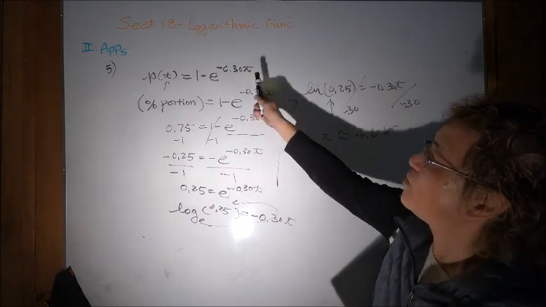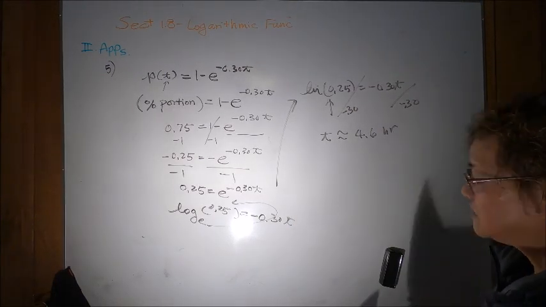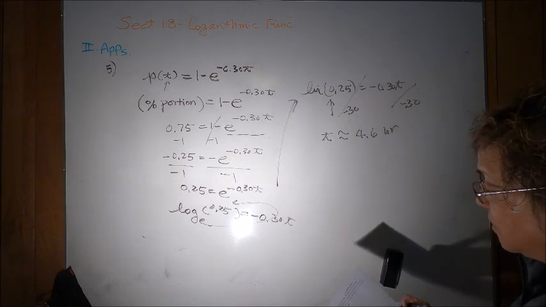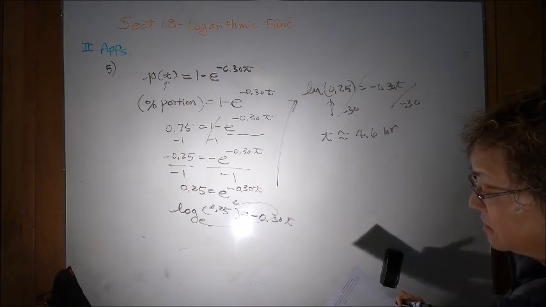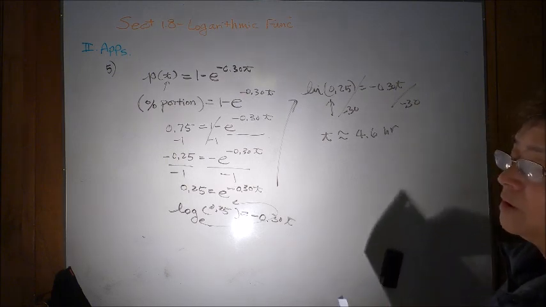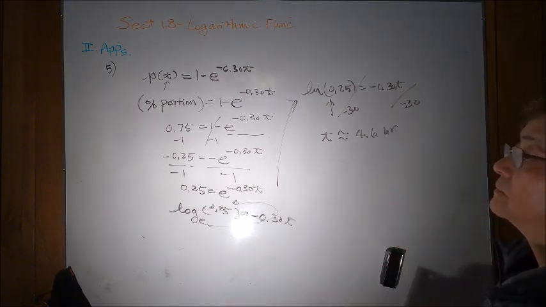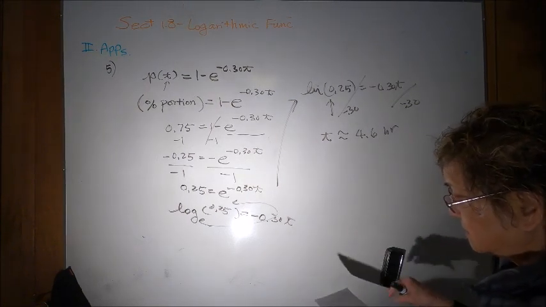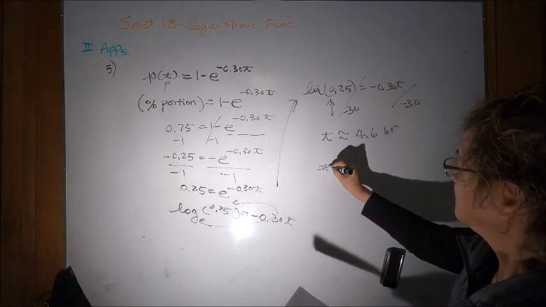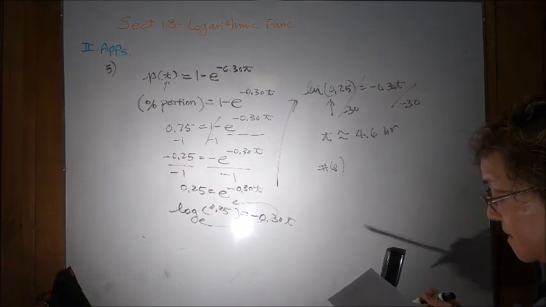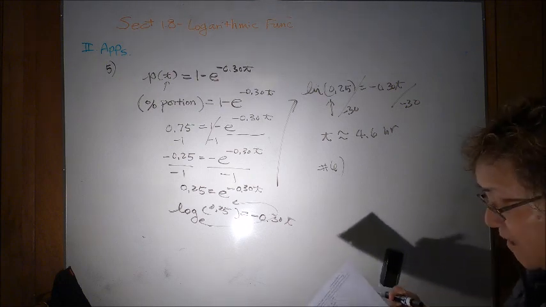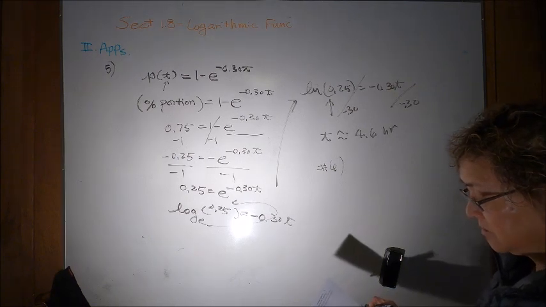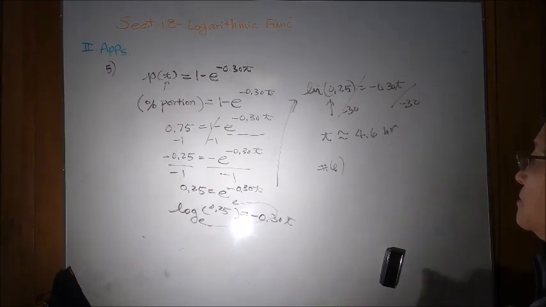According to this formula, after 4 or 5 hours, 75% of people will have heard the storm warning. That's pretty quick. Then for another application, on the bottom, number 6, for chemistry. If you are interested, you can read it. All the details are written on the paper. You can take a look.